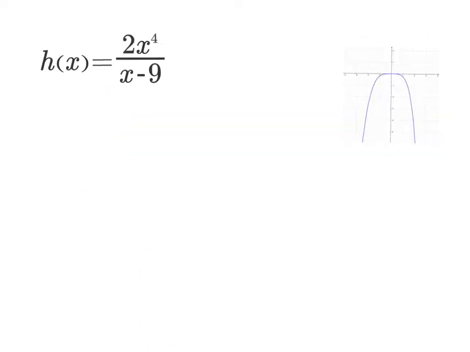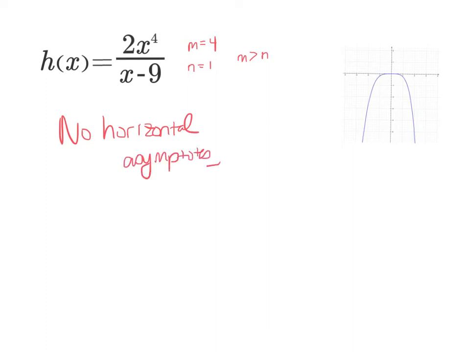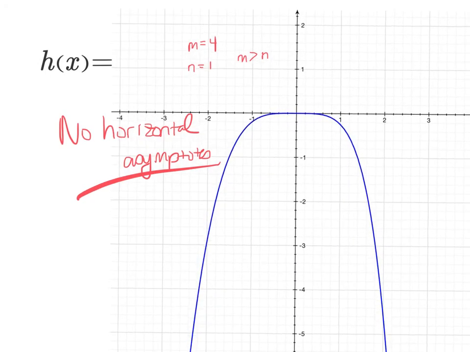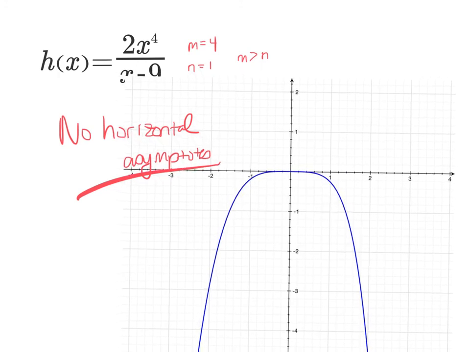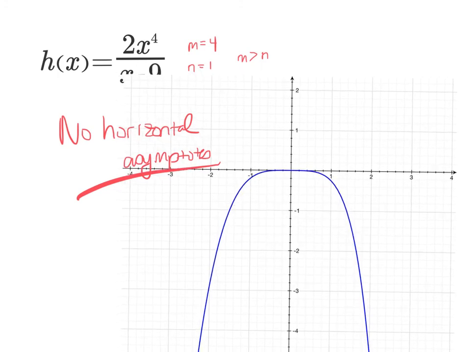And here's our third and final case. We've got the degree of the numerator is 4, the degree of the denominator is 1. Here the degree of the numerator is larger than the degree of the denominator. When that happens, we will have no horizontal asymptotes. And we can see that from our picture, that there's no y value that our function is getting closer and closer to, no horizontal asymptotes.